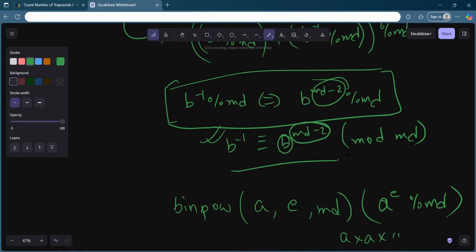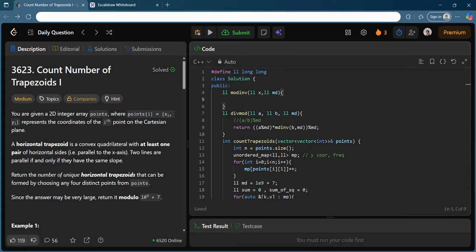And what you cannot do over here is multiply a e times. You cannot do that. If you do that, you need to use something else. If you do that, there will be a TLE, because e here in this case is mod minus 2, which is of the order of 1e9. So your time complexity will be O of 1e9, which is not possible.